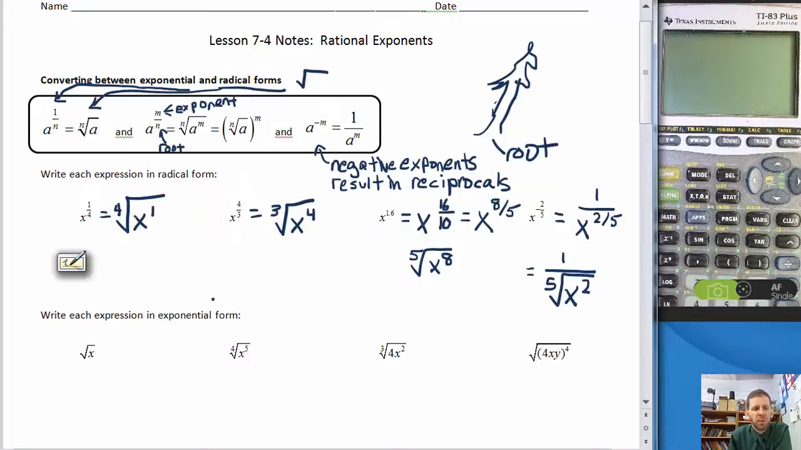When you're asked to write each expression in exponential form, we're kind of reversing the steps here. These are all in radical form. To get it in exponential form, you have to think about what's the root and what's the exponent. In the first problem, it doesn't appear like we have a root or an exponent, but you may remember that a square root means a second root. And if there's no exponent here, you can assume that x is being taken to the 1st power.